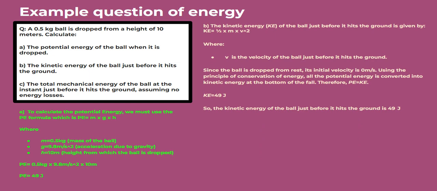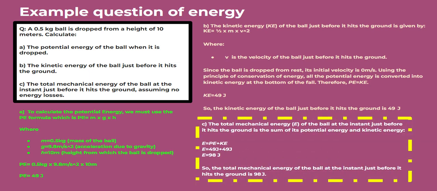For part B, the kinetic energy of the ball just before it hits the ground is given by KE equals 1 half times m times velocity squared. V is the velocity of the ball just before it hits the ground. Since the ball is dropped from rest, its initial velocity is 0 meters per second. Using the principle of conservation of energy, all the potential energy is converted into kinetic energy at the bottom of the fall. Therefore, PE equals KE. So therefore, KE also equals 49 joules.